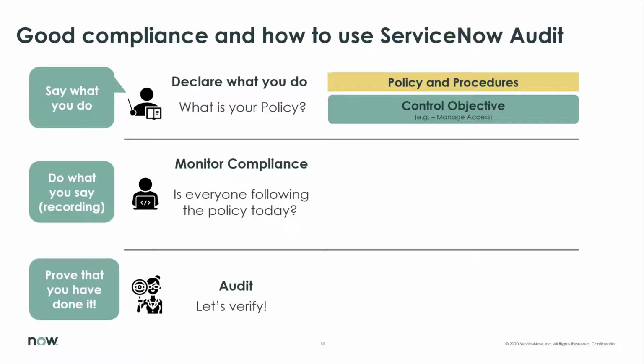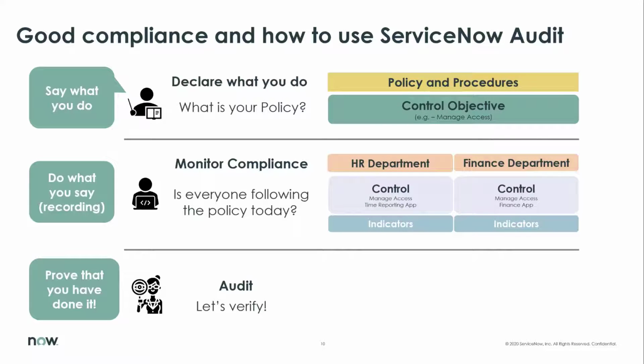Right below policy is the control objective, which is what are those specific things that we operationally have to do in order to support that policy? So for example, if your policy is manage access, then we need to understand if people are following that policy for each system, right? And then for each area. So this middle area is what makes ServiceNow so special, so different, but also so effective, because we take those control objectives and we scope it out to each of those entities. So you have a control for HR and you have a control for finance.